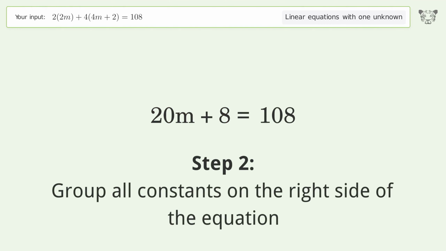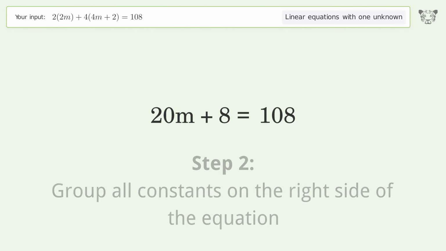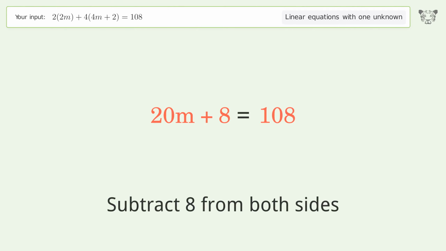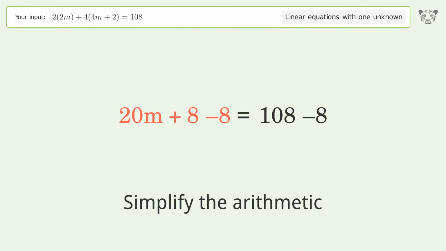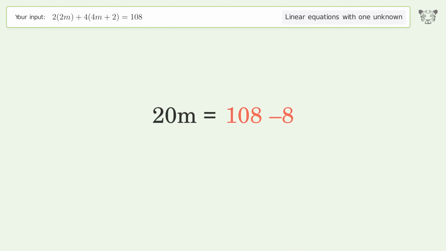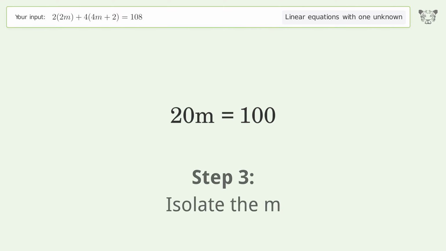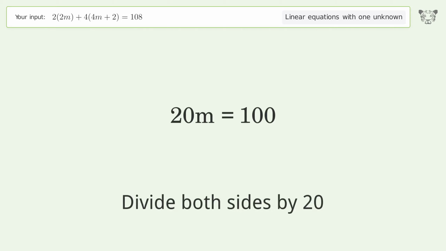Group all constants on the right side of the equation. Subtract 8 from both sides. Simplify the arithmetic. Isolate the m. Divide both sides by 20.